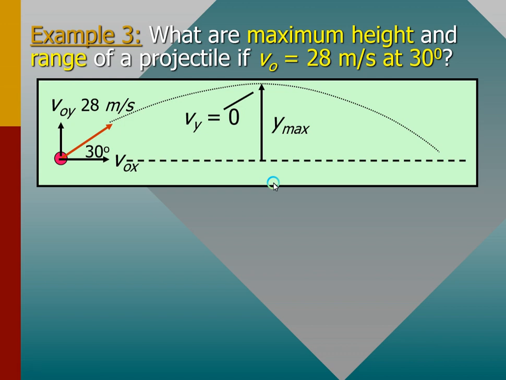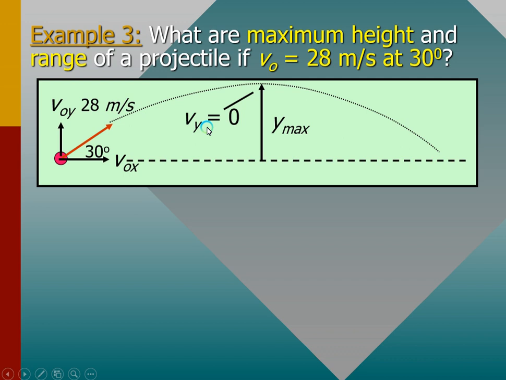Okay, so we will have more examples for the projectile motions. So we have here another example wherein we are asked to find the maximum height and the range of a projectile given our initial velocity, which is 28 meters per second at 30 degrees. If we illustrate it, we will have 30 degrees from the horizontal and the 28 meters per second initial velocity.